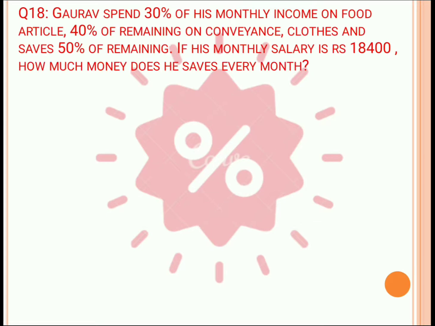Let's move to the next problem. Question number 18. Gaurav spent 30% of his monthly income on food articles, 40% of the remaining on conveyance and clothes, and saves 50% of the remaining. If his monthly salary is 18,400 rupees, how much money does he save every month? So we need to find out the savings out of this monthly salary.